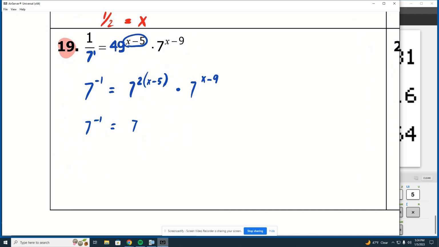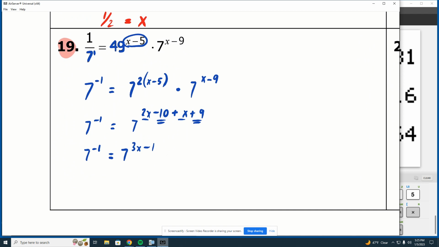So what are my exponents? Well, this one, 2 times x minus 5, that's 2 times x, that's 2x. And 2 times -5, that's -10. And you're going to add the x plus 9. So what we have here is we have 7 to the -1st equals 7 to the 2x plus 1x is 3x. And -10 plus 9 is -1. So there we have it. We've gotten it all together.